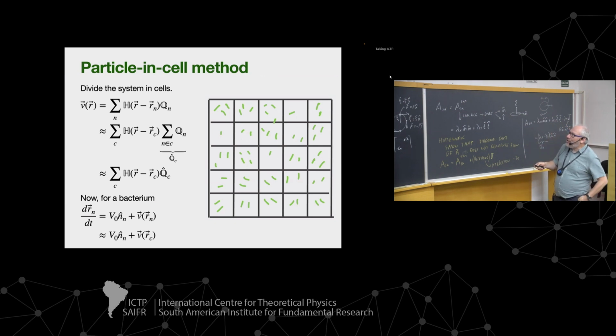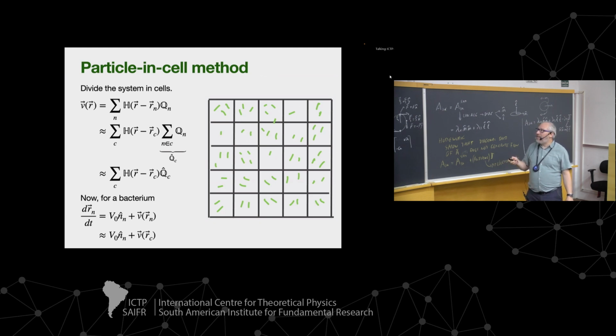And now for a bacterium, you know that the bacterium was moving like this. And now you make another approximation that is consistent with what you just said. Instead of computing the velocity field at the position of the swimmer, you compute the velocity field at the position of the center of the cell where the bacterium belongs. So you do that. Okay.